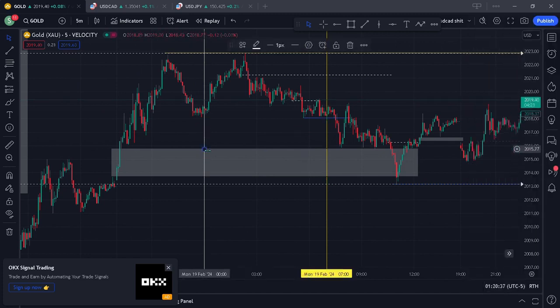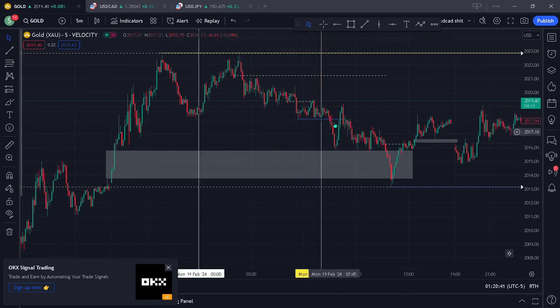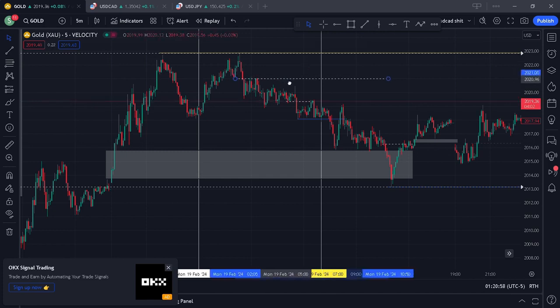at 12 midnight and a line that shows you 7 a.m. Once you have that, everything on the left hand side of 7 a.m. is going to be your London session. You want to highlight your London session high, highlight your London session low, and you want to highlight any breakers or fair value gaps that stand out. Example, right here we have a breaker.